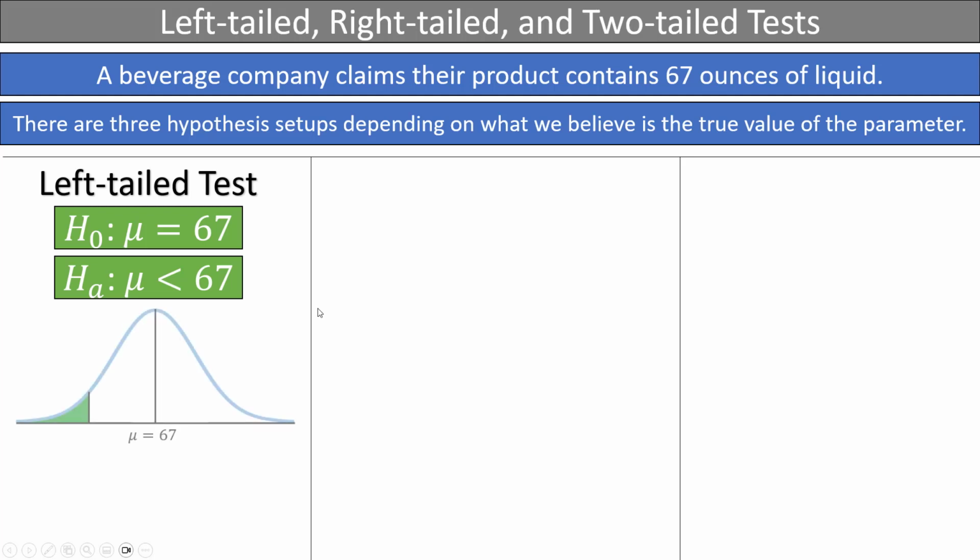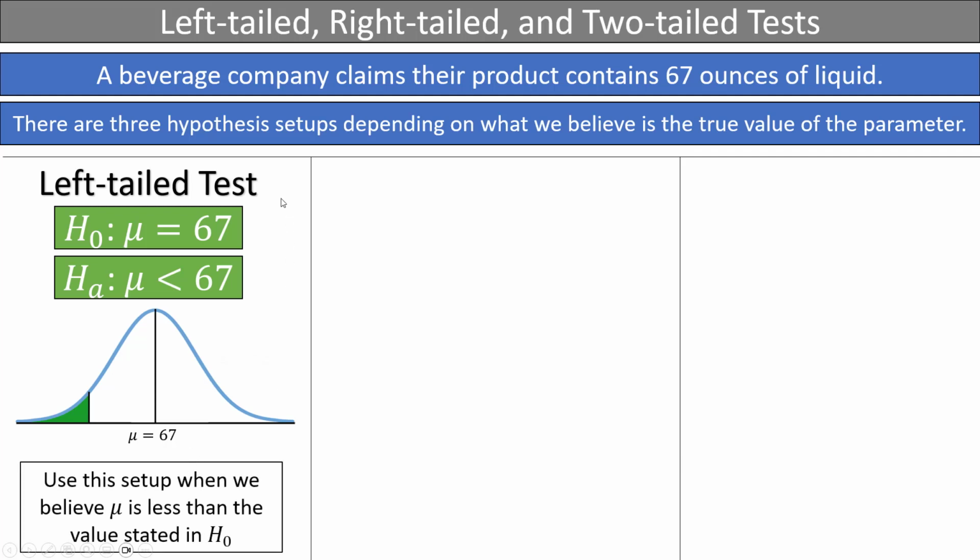The reason why we call it a left tail test is because eventually we're going to end up finding something called the p-value in the left tail of a distribution. We'll discuss this in more detail later. In general, you should use this setup, called the left tail test, when you believe that the population mean is less than the value that was stated in your null hypothesis.